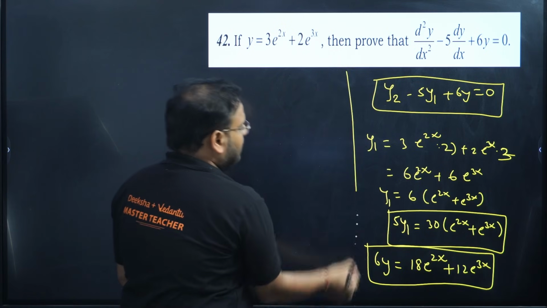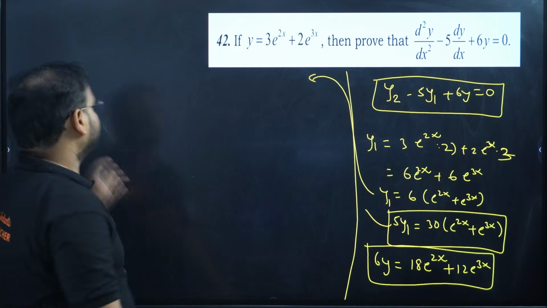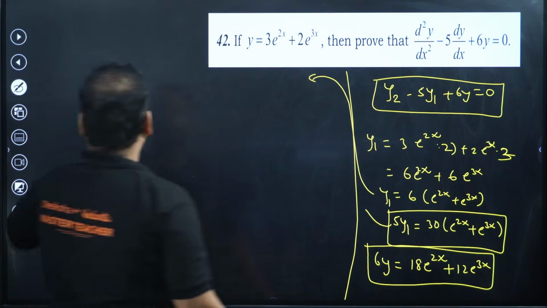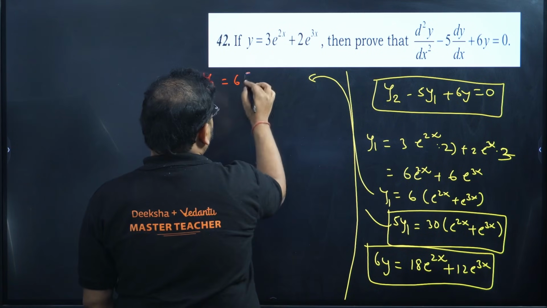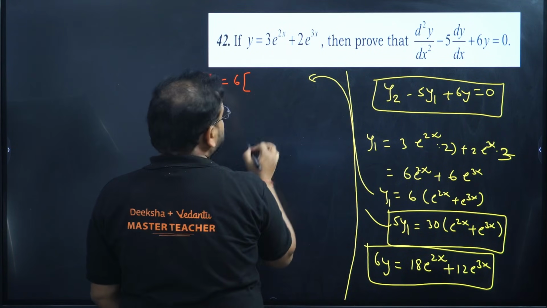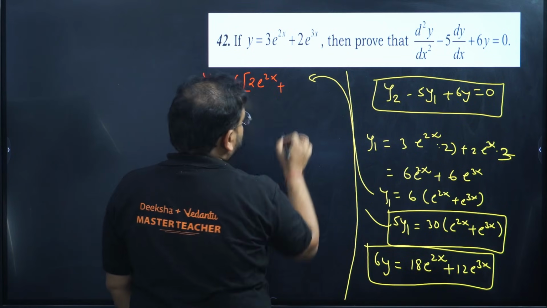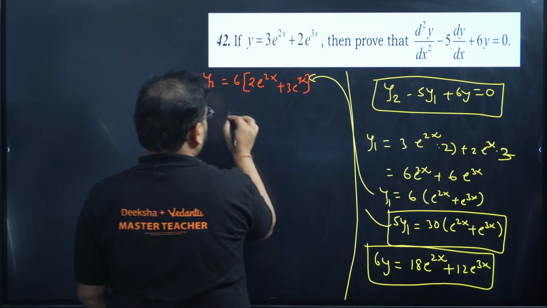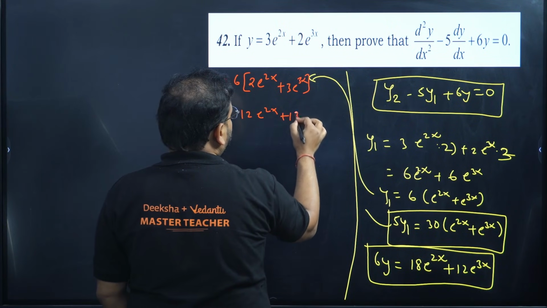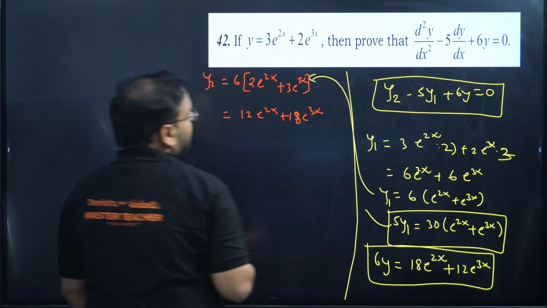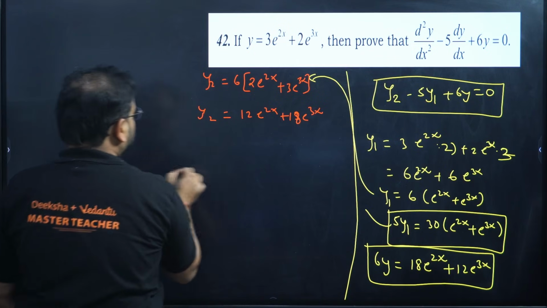Now we'll work on our second derivative. We have this as my first derivative. I'll work on this to get the second derivative. Find here y2. y2 will be what? 6 will keep outside as the constant. Differentiate now. So we'll have this as 2 times e power 2x plus 3 times e power 3x. Check. So 12 e power 2x plus 3 into 6, 18 e power 3x. This is my y2. Now use this LHS side.